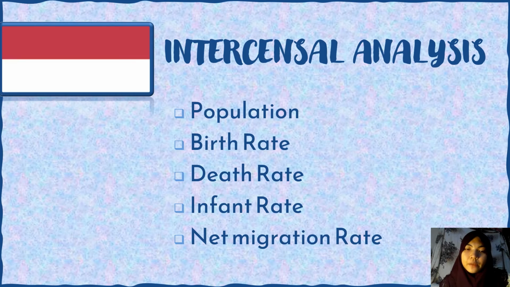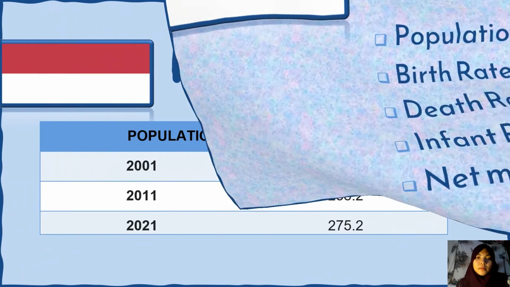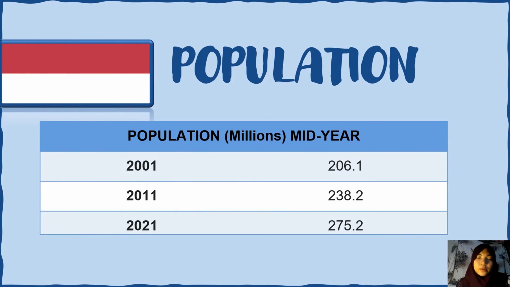Now, the following are the variables for this analysis. We have the population, birth rate, death rate, infant mortality rate, and net migration rate. Each of these variables will have supporting data, either through a simple table or a graph, that will be interpreted through a discussion. So now let's start with the population.